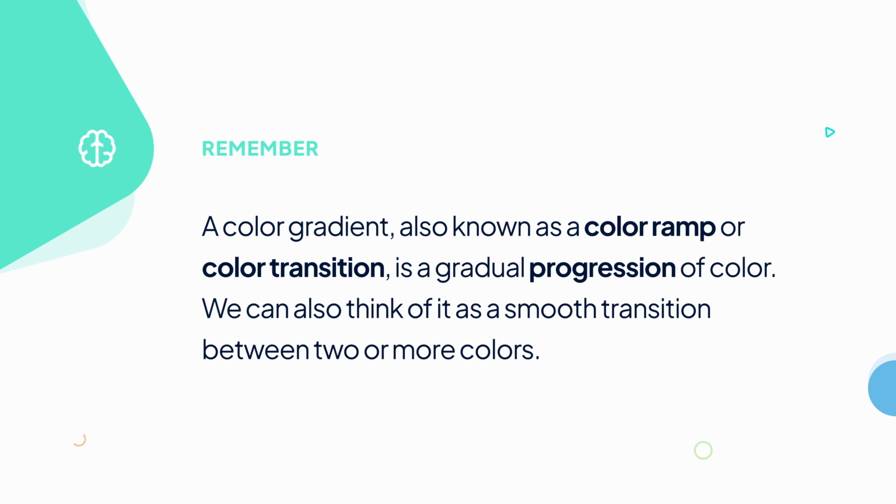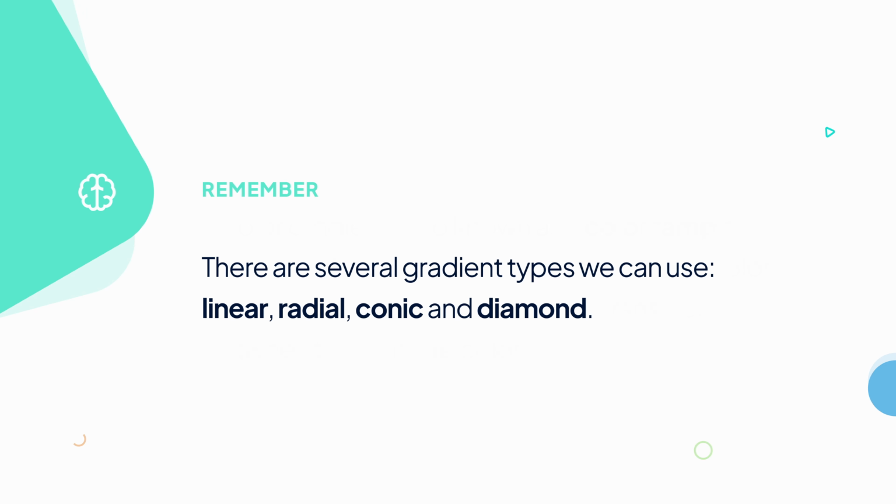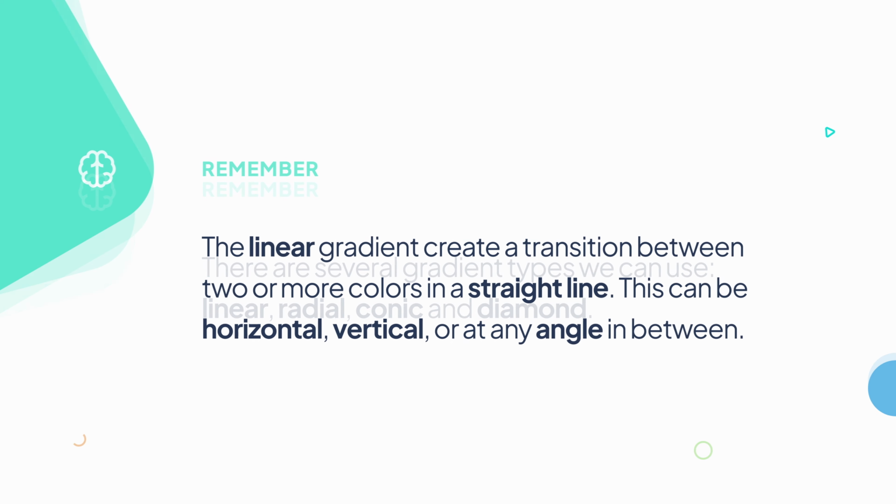A color gradient, also known as a color ramp or color transition, is a gradual progression of color. We can also think of it as a smooth transition between two or more colors. There are several gradient types we can use: linear, radial, conic, and diamond. The linear gradient creates a transition between two or more colors in a straight line. This can be horizontal, vertical, or at any angle in between.